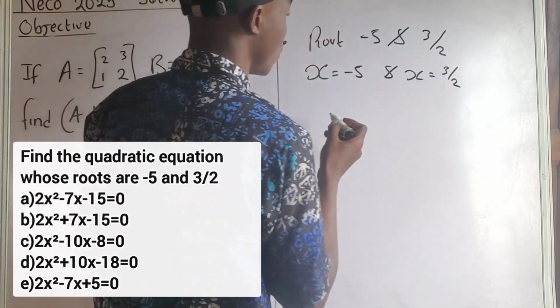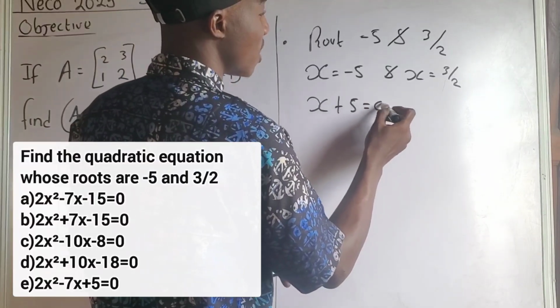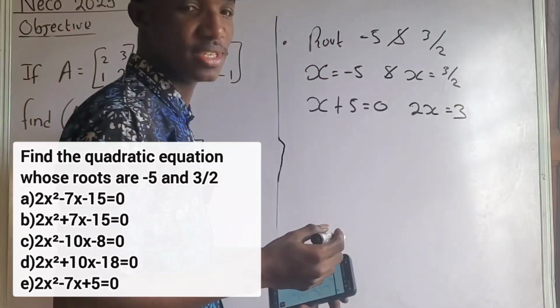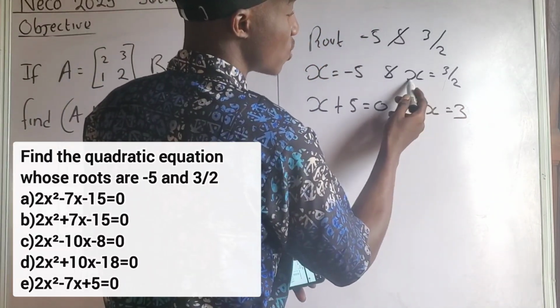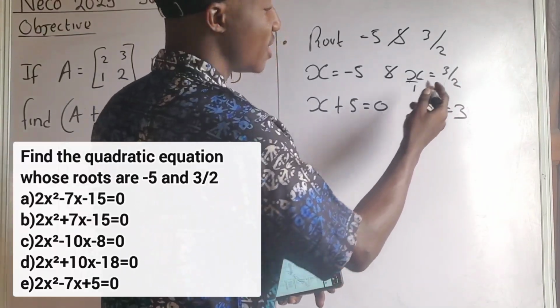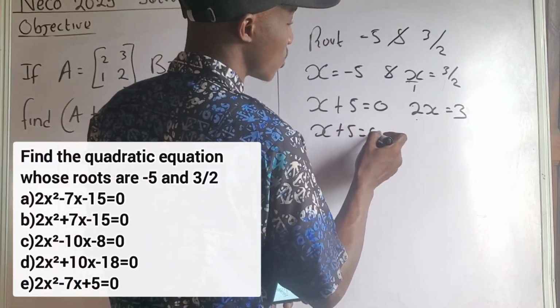3 over 2. So I'm going to have x plus 5 equals 0. Then 2x equals 3. Do you know what I did? I just cross multiplied. 2 times x, that is 2x. 3 times 1, that is what? 3. So 2x equals 3. So for this, I'm going to have x plus 5 equals 0.